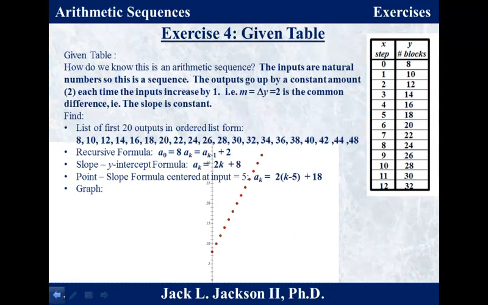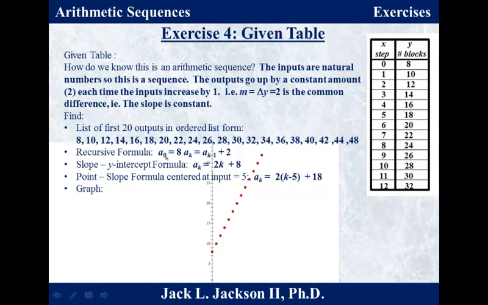Well, here we see that the inputs are natural numbers, or actually are whole numbers. So it's a sequence. And the outputs are going up by 2 every time while the inputs go up by 1s, so that makes it arithmetic. You have to check all the way up and down this table to make sure that's true. Since delta y is 2 every time and delta x is 1, that is the slope, a constant. And of course we can continue that on past the 32 here, 34, 36, and so forth.